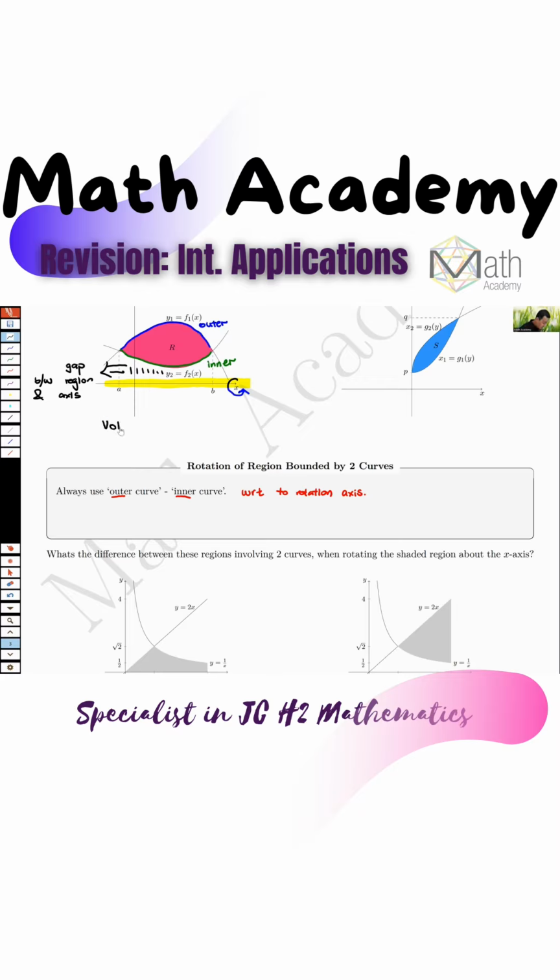Let me write down now the volume. So I say outer minus inner, meaning remember to put pi, sometimes we forget. It's y1 squared minus y2 squared dx. Square individually first, then you subtract.